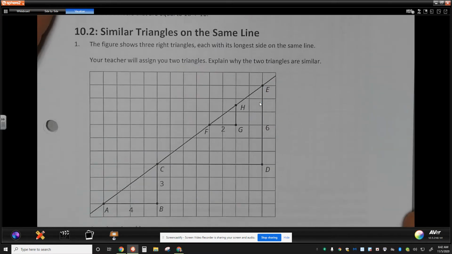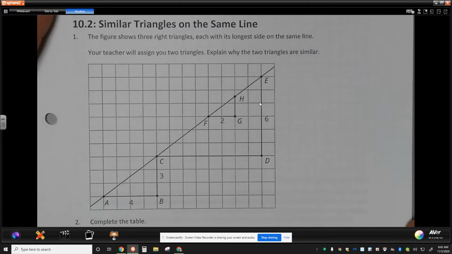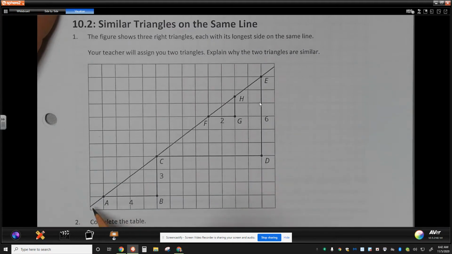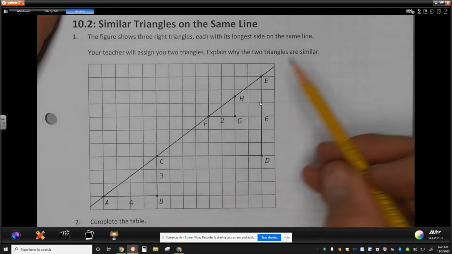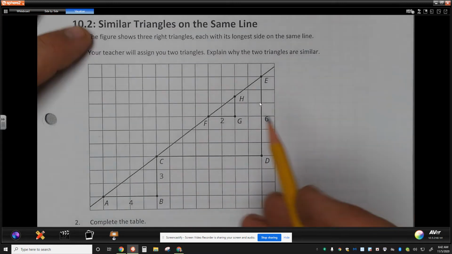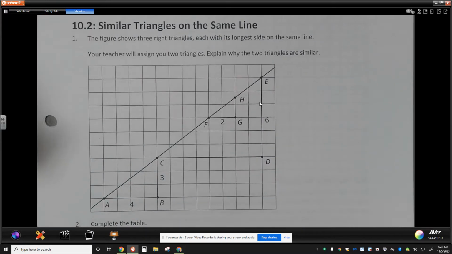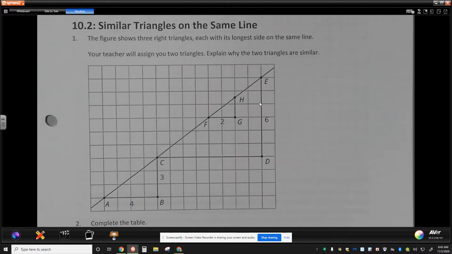As we get going into slope, the figure shows three right triangles, each with its longest side on the same line. So talking about this line right here. This says that I would give you two triangles, but we're actually going to go ahead and do all three just to make sure that we see a constant piece with this. Explain why the three triangles are similar.